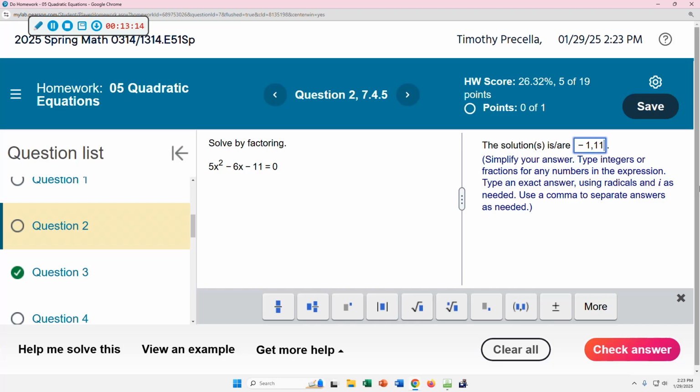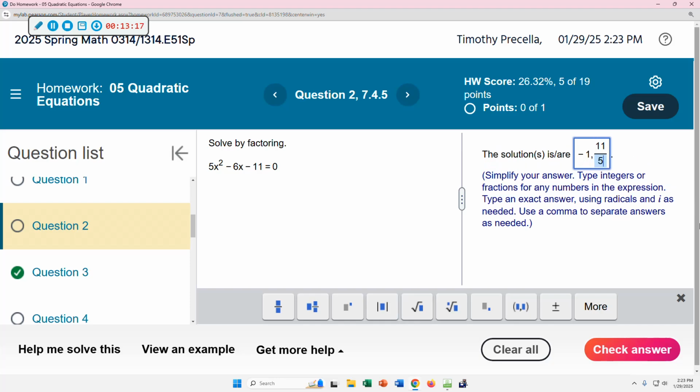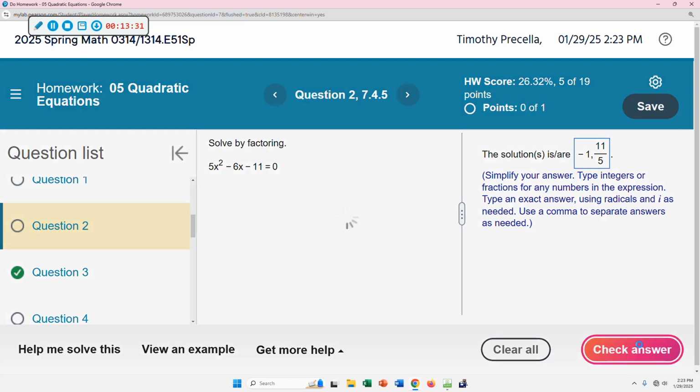But negative 1, comma, 11 over 5. Any questions there? It's not a bad idea when you have to type in 2 answers. Type one's an integer and one's a fraction. Type the integer first. Then you don't have to worry about the comma and the denominator.